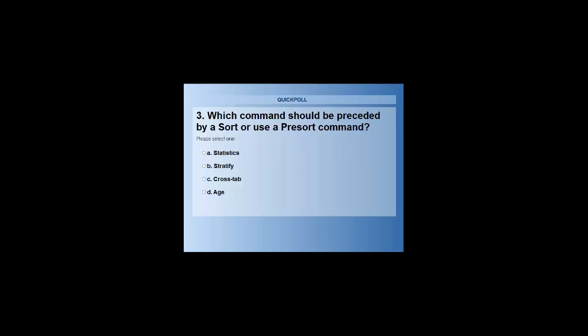Okay, so we're back and just working with the polling question. Which command should be preceded by a sort or the use of a pre-sort command? The statistics, the basic stratify, not one with a break, but the basic stratify, crosstab, and age. So which one requires a sort? And again, just for NASBA purposes, we need to ask these questions to make sure that we can give you CPE at the end.